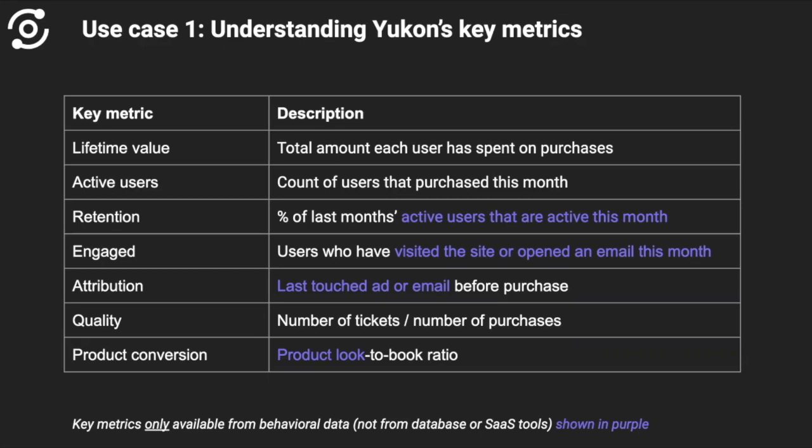That last one, product conversion, so product look to book ratio, is quite an interesting metric. It's essentially the ratio between how much people are looking at a property, at a product inside the shopping catalog, versus actually adding it to cart and then buying it. And so those essentially product impressions, so how many times those products are being looked at, again, is something you would track through Snowplow. So what you can see from here is an awful lot of Yukon's key metrics need to be very heavily informed by the behavioral data, so how the customers and potential customers are interacting with Yukon's digital properties online.